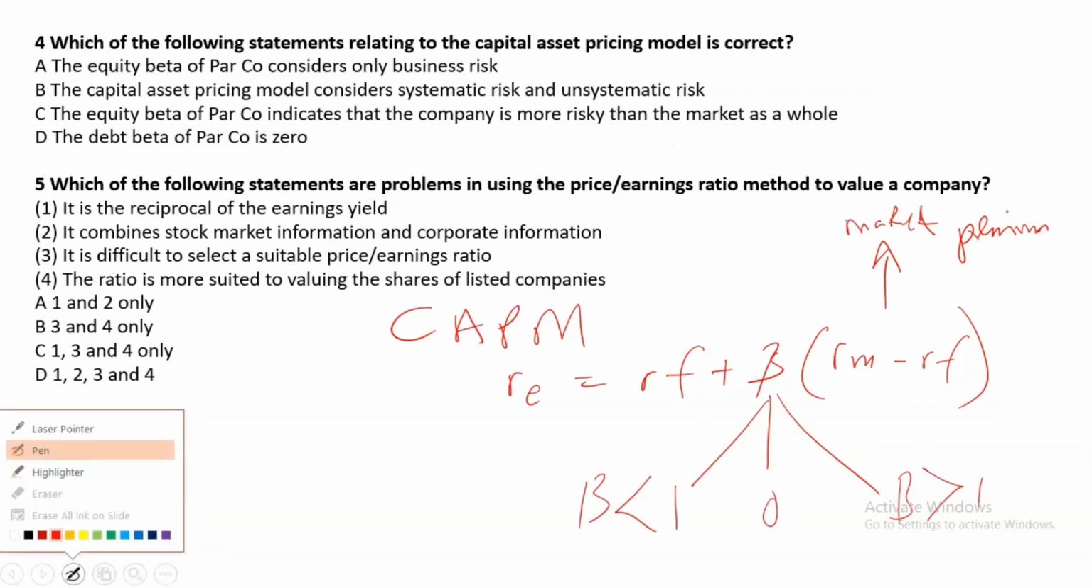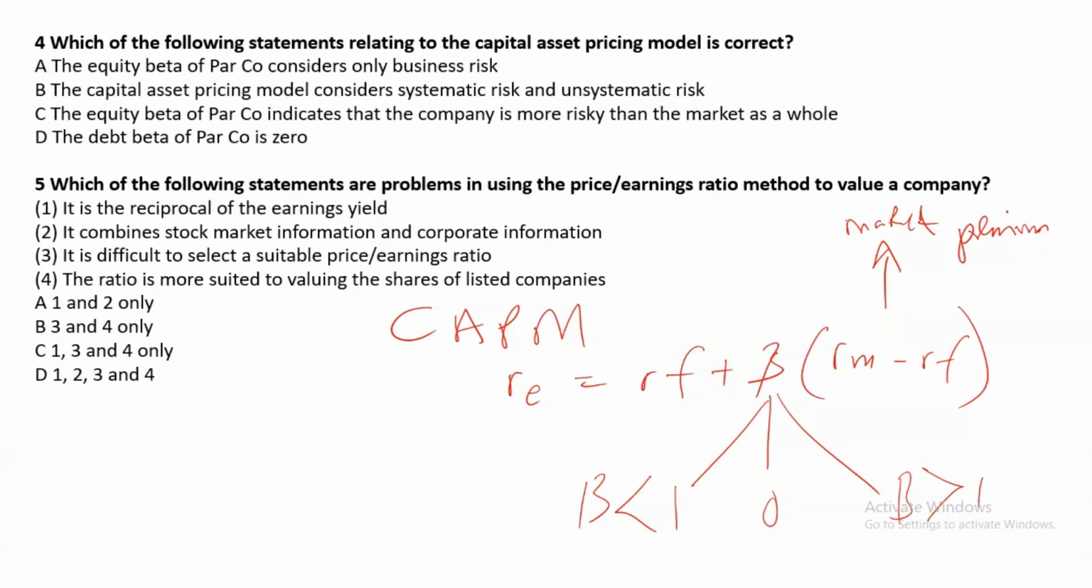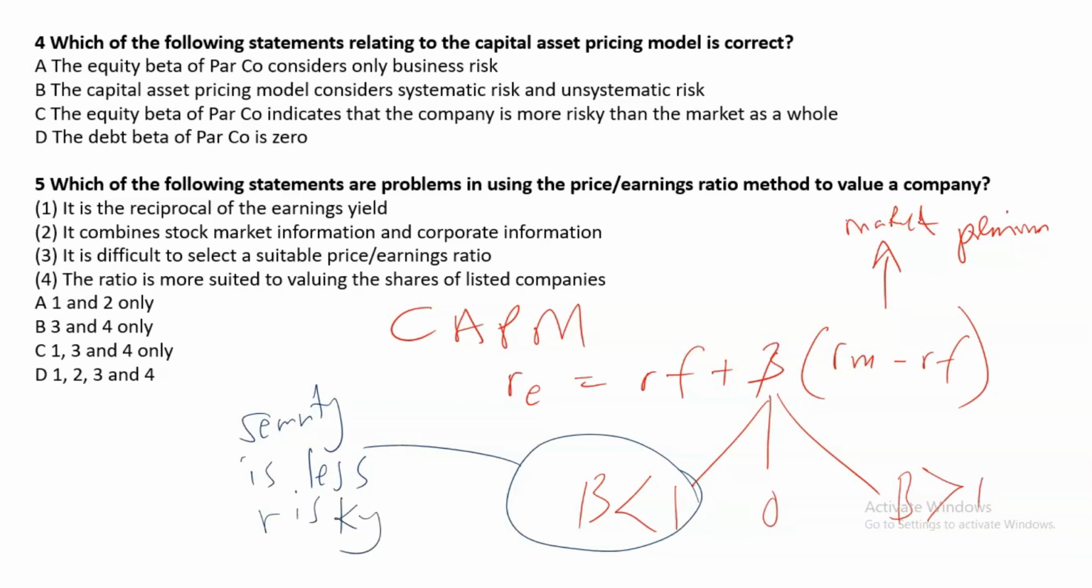I'm looking for a pen. I need a pen here to illustrate something. Okay, a beta which is less than one shows that the security is less risky, whereas a beta greater than one is on average riskier. So this one is on average less risky, whereas the one with a beta greater than one is more risky.